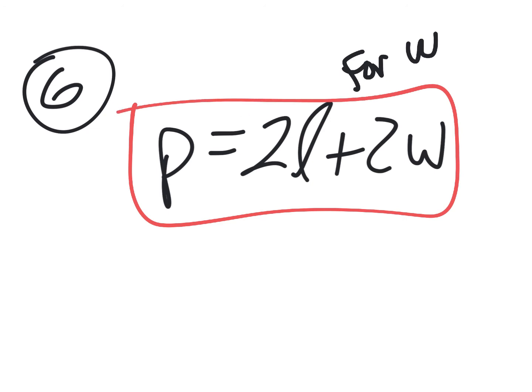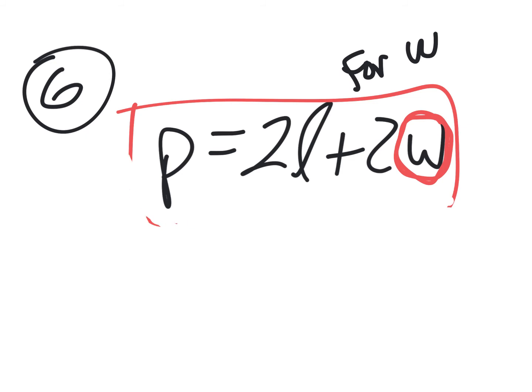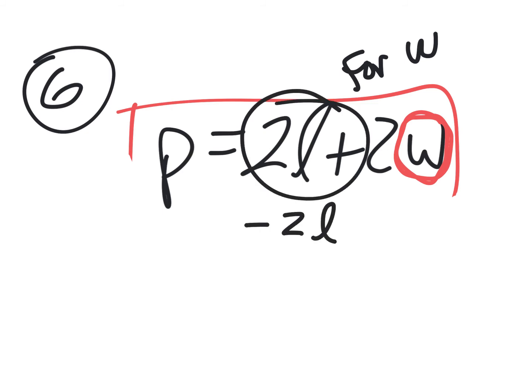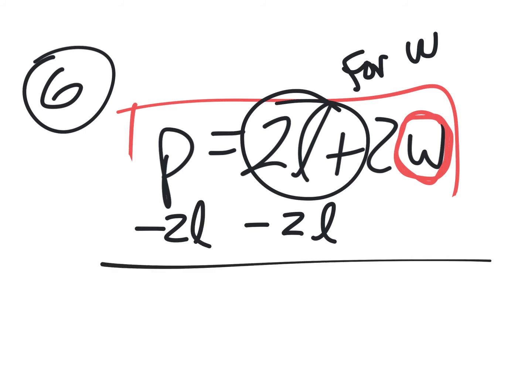So to start with, what's it solved for right now? P. If I want to solve for W, then I want this alone. I have a startling number of people that think you start by dividing by 2L. You don't. What do you do? Just get W alone. Subtract 2L. Why? Because the 2L is being added right now, so you subtract 2L. And now it's P minus 2L.